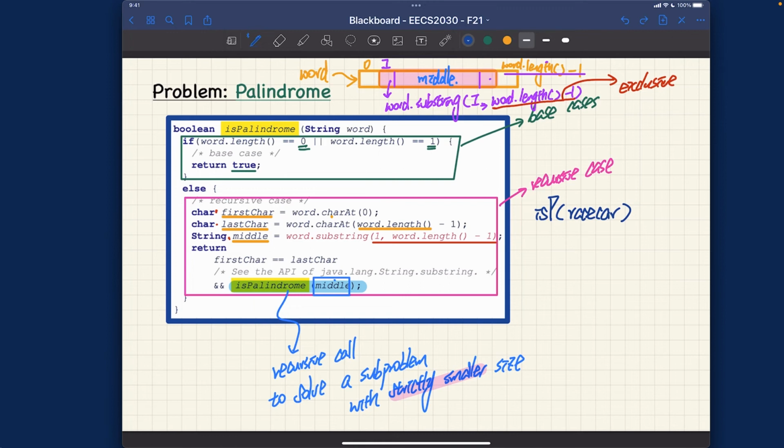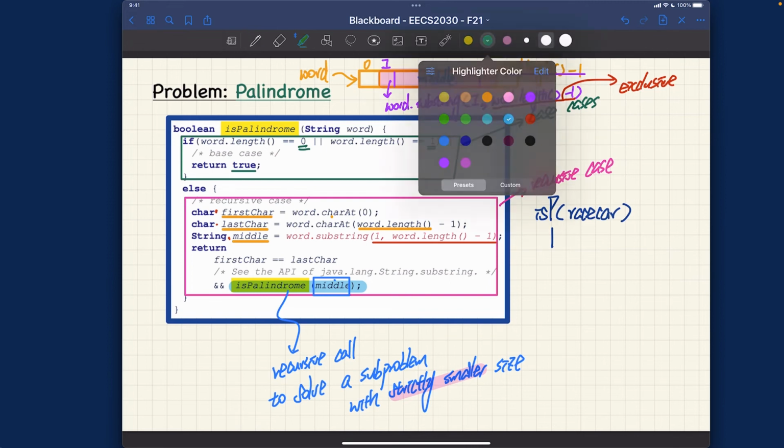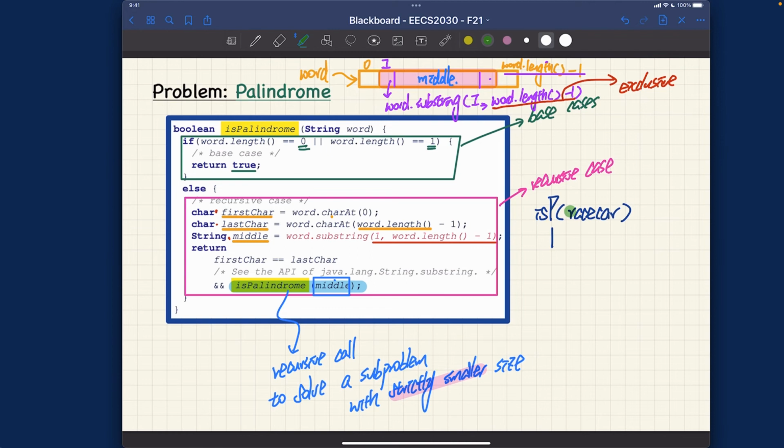So this will actually make a recursive call. First, it's going to be something like this. It's going to compare R and R, the first and the second character. R and R over here, right? So it's going to say R is the same as R. And we're going to make a recursive call.